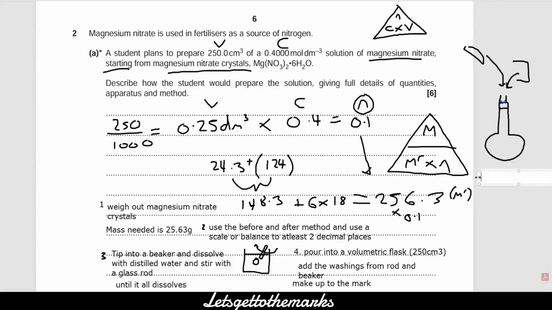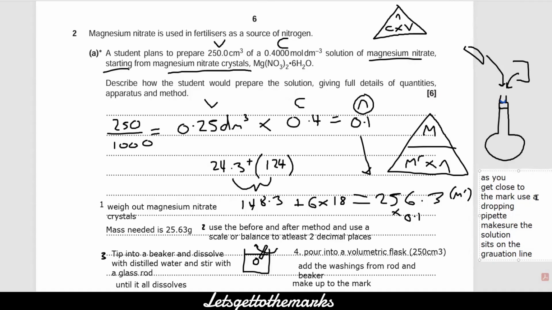So I'm going to say, as you get close to the mark, use a dropping pipette. Now, a dropping pipette is a little squeezy thing. You used to do your test for starch with iodine with that little glass thing with a little red squishy bit on top. Use that dropping pipette and make sure the solution sits on the graduation line. So you want it to sit on the line.